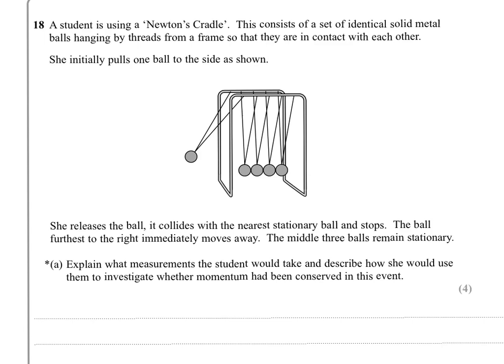18. A student is using a Newton's cradle. This consists of a set of identical solid metal balls hanging by threads from a frame so that they are in contact with each other. She initially pulls one of the balls to the side as shown. She releases the ball, it collides with the nearest stationary ball and stops. The ball furthest to the right immediately moves away. So hopefully you've seen a Newton's cradle before. And they go click, click, click, click, back and forward. Explain what measurements the student would take and describe how she would use them to investigate whether momentum had been conserved in this event.